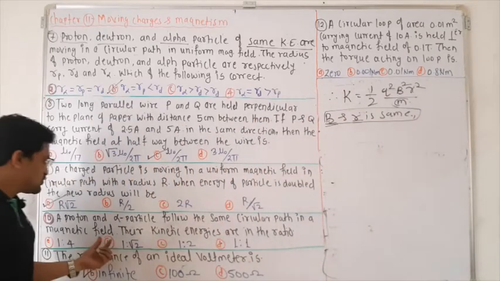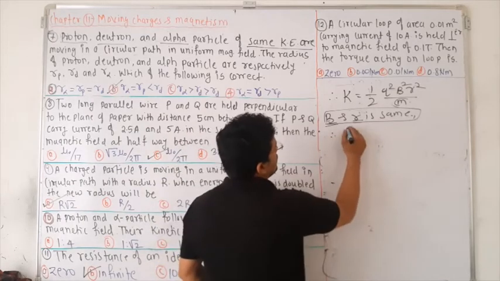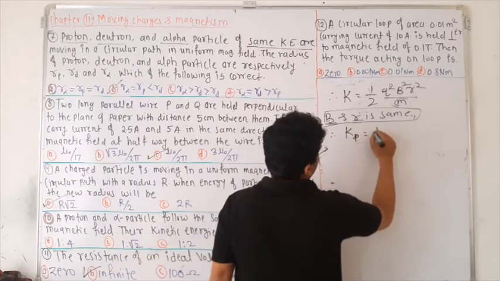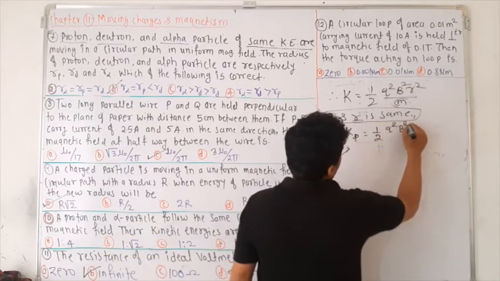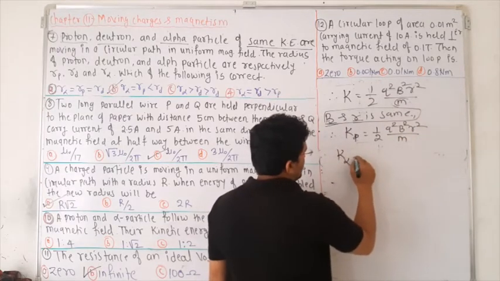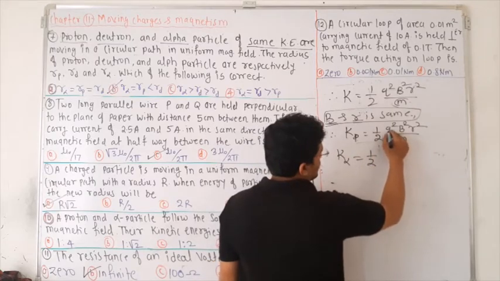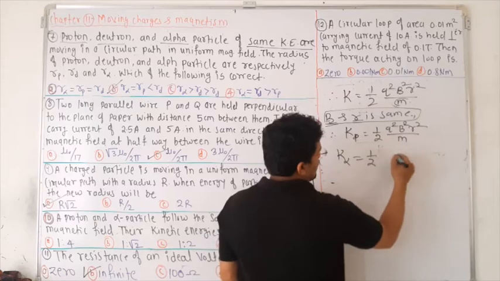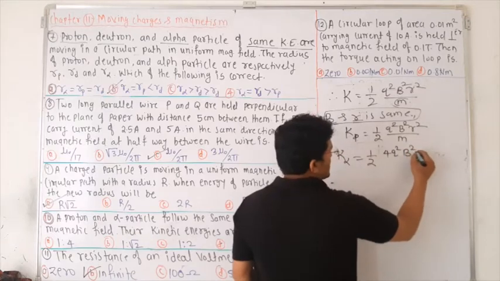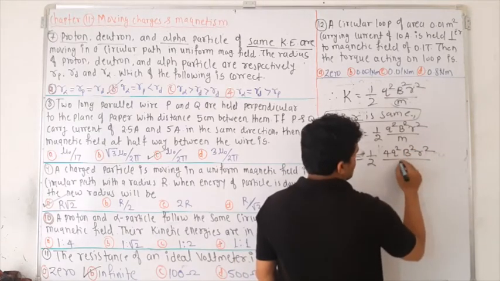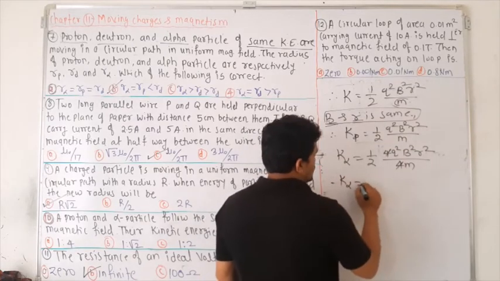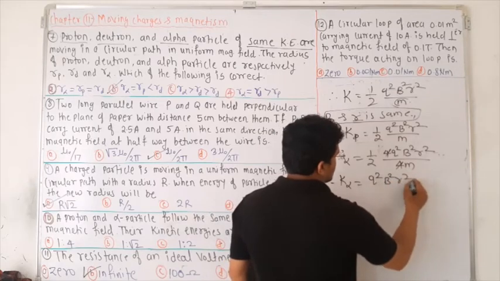Then what will be the ratio of their kinetic energy? Kinetic energy for the proton is half q square b square r square divided by m. For the alpha particle, the charge is 2 times q, so it becomes 4 times q square, and the magnetic field will be same, radius will be the same, plus mass is 4 times m. So 4 will cancel out. So K alpha is again q square b square r square divided by m.